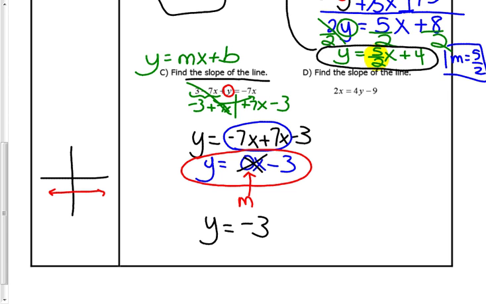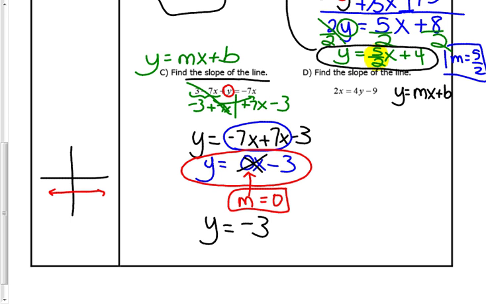All right. So that one was m equals 0. And then letter D, one more time. So we have 2x equals 4y minus 9. Okay, so what we can do here is we want to make sure it's written in y equals mx plus b form, and it's not written that way.